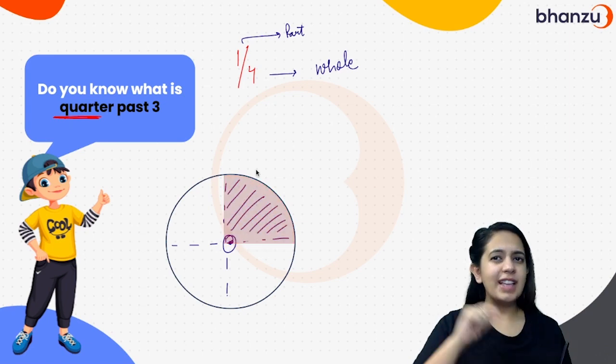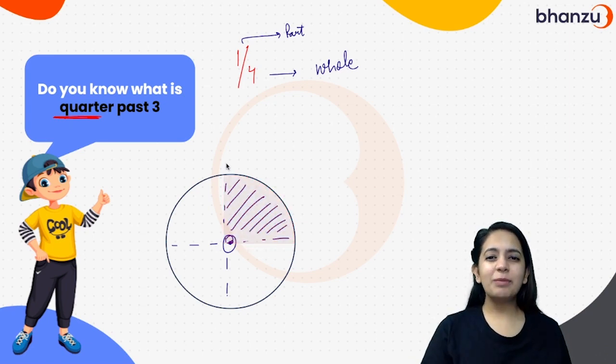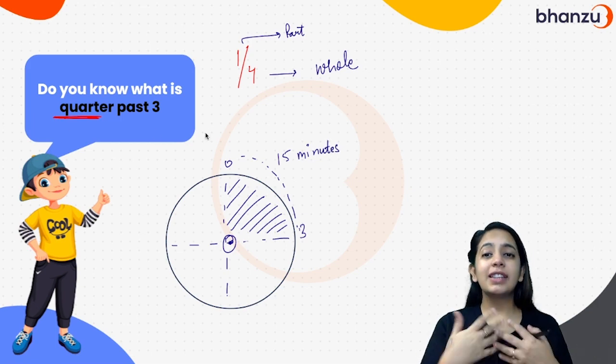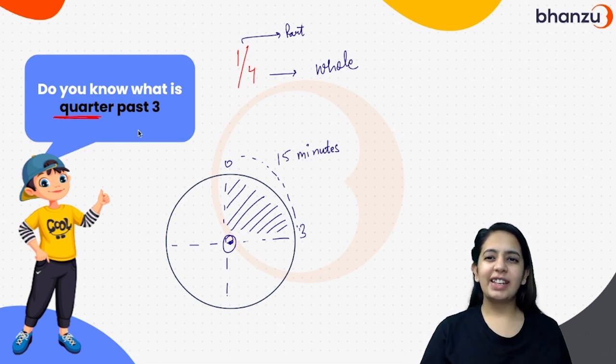Now 1/4 means how many minutes? Yes, it means that we started from 0 and travelled till 3. It represents 15 minutes. So therefore, my dear, quarter means 15 minutes and quarter past 3 means 3:15. So therefore, the time over here is 3:15.